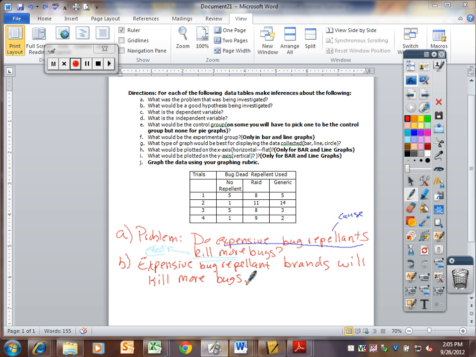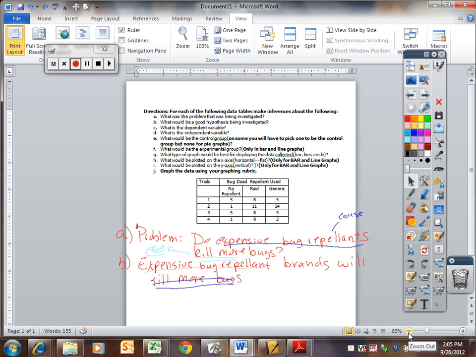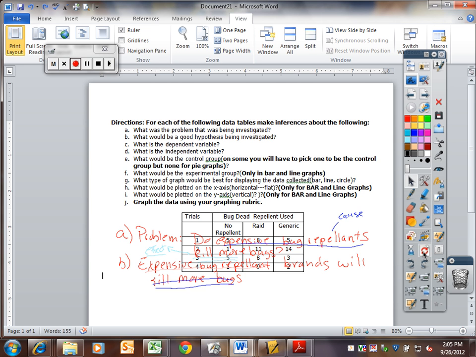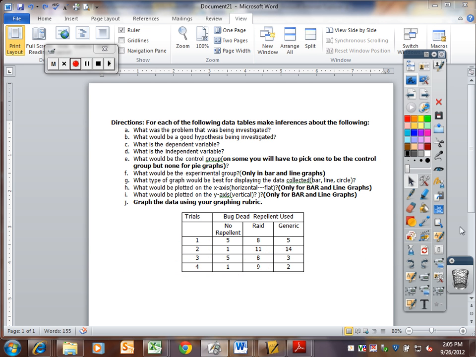Okay, and again, this is going to be our cause. We have a cause here, the expensive bug repellents, and the effect that we think it's going to have is going to kill more bugs. Okay. Now, unfortunately, I'm going to have to erase some of this so that I can go over the other answers. So I'm just going to have to erase this to make some room. I'm going to go to C now.